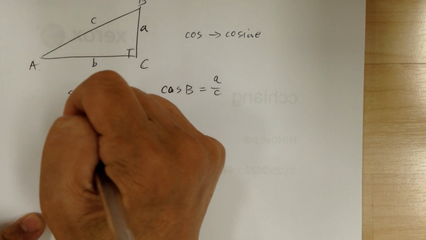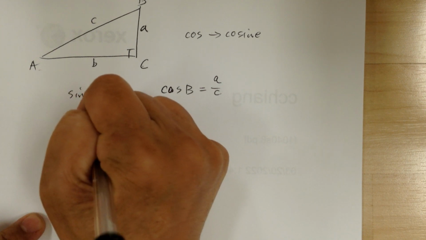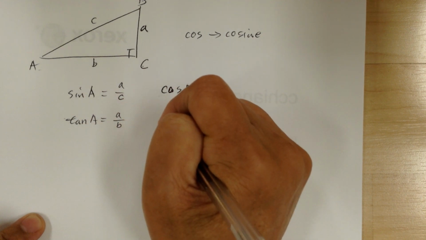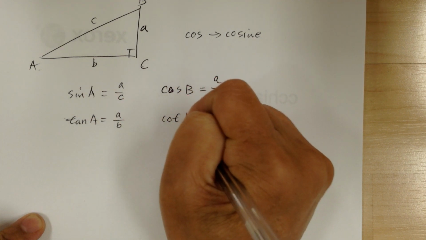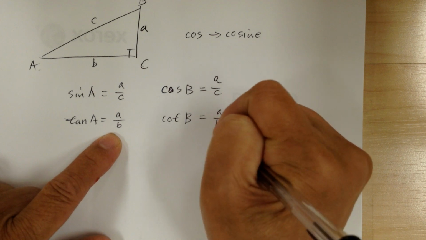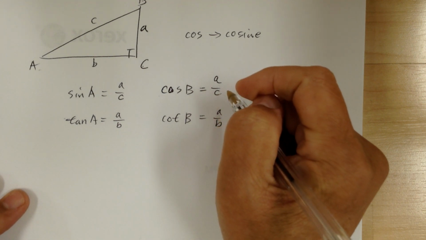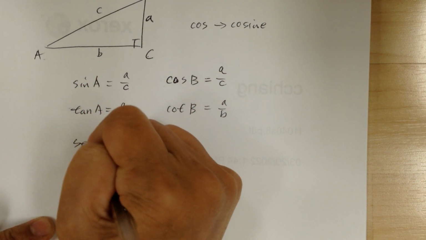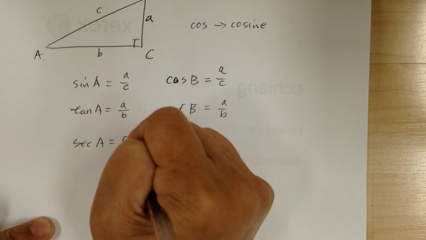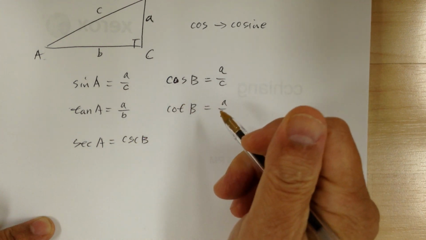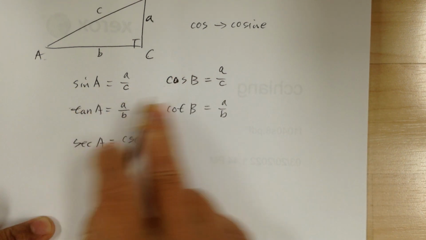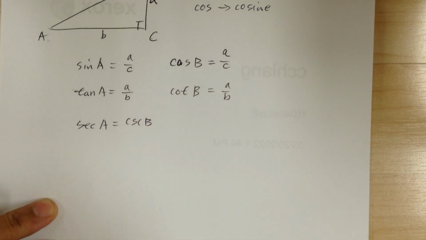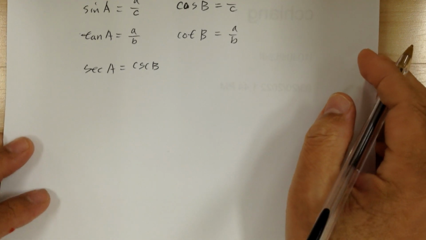So you got tangent A equal to A over B, and this will give you cotangent B, okay, same thing, so it'll be A over B. Okay, so that's what it is. So again, if you notice, you got secant of A will equal cosecant of B. Okay, so you got this equal to this equal to that. Okay, and vice versa. So you can just look at the table, just be aware of that.